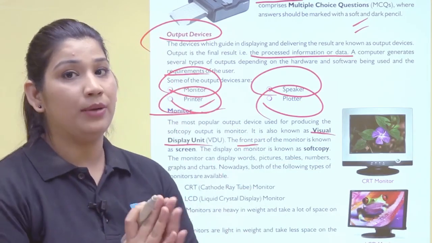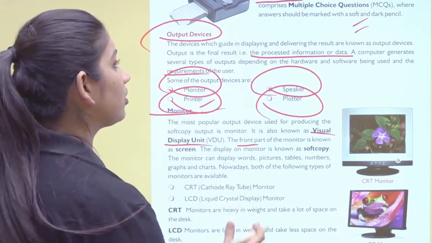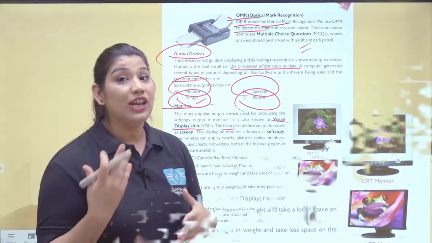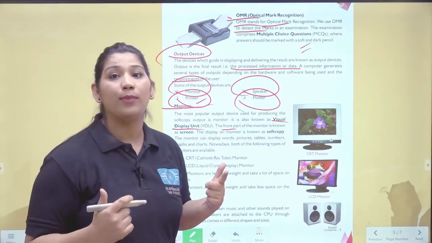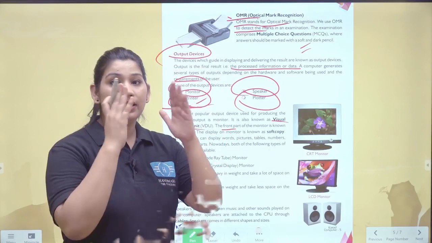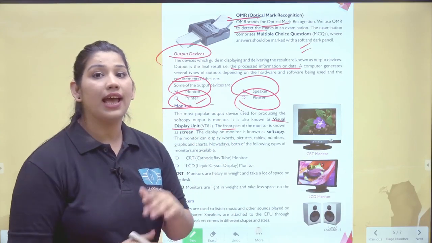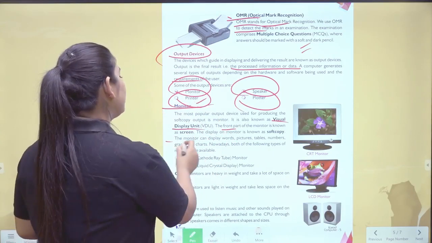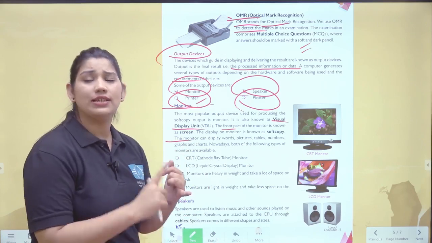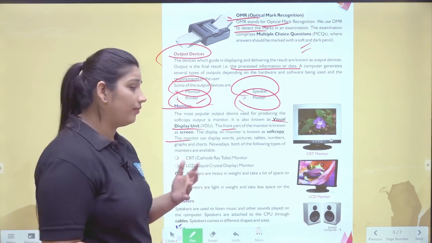The front part of the monitor is the screen. This is also a kind of monitor, and you are seeing this image with the help of a monitor. The display on the monitor is called soft copy. The monitor can display words, pictures, tables, images, etc.